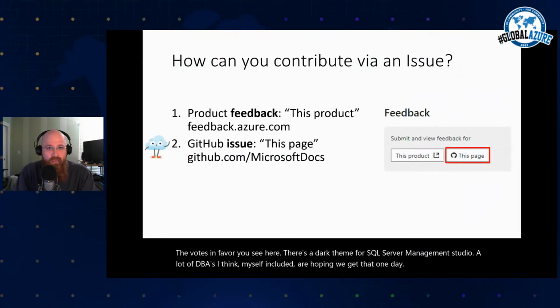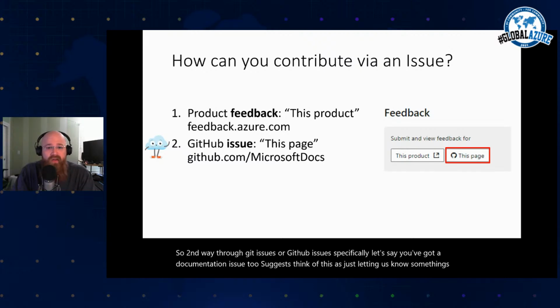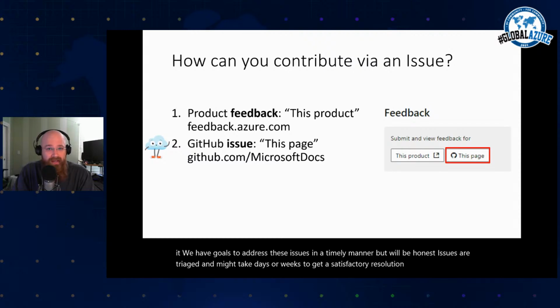So, second way, through Git issues or GitHub issues specifically. Let's say you've got a documentation issue to suggest. Think of this as just letting us know something's wrong, go fix it. We have goals to address these issues in a timely manner, but we'll be honest, issues are triaged and might take days or weeks to get a satisfactory resolution. Not all issues become a doc change.